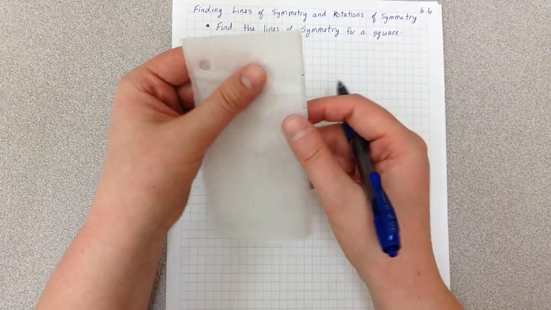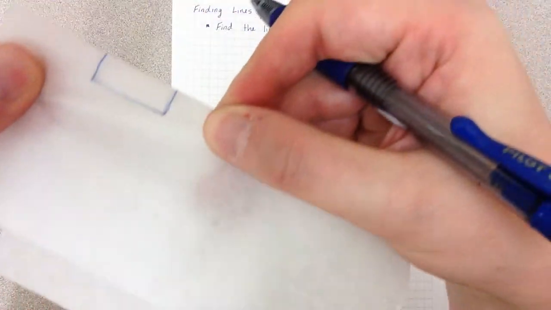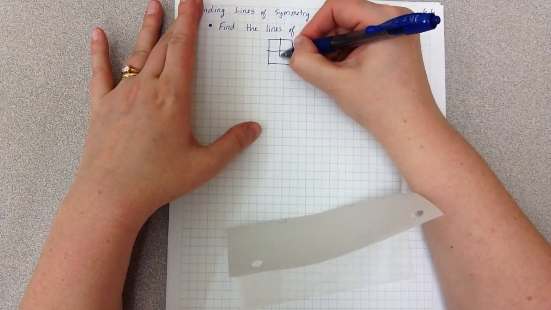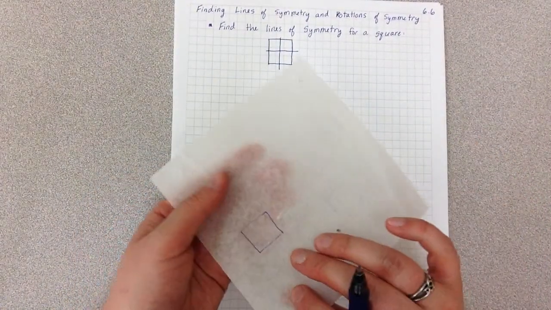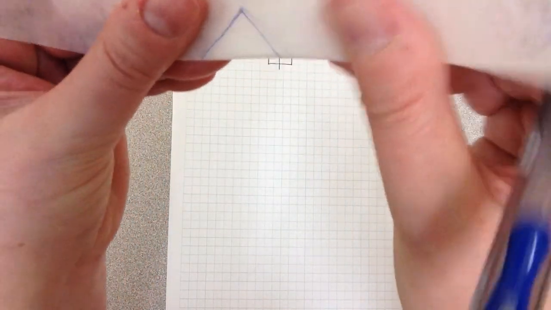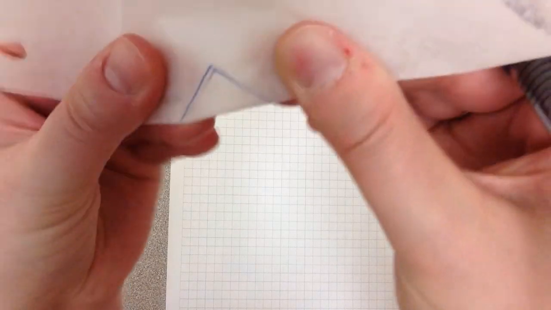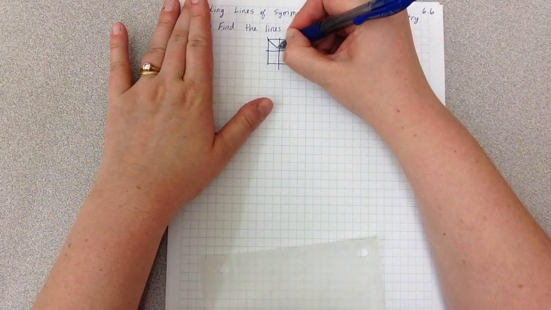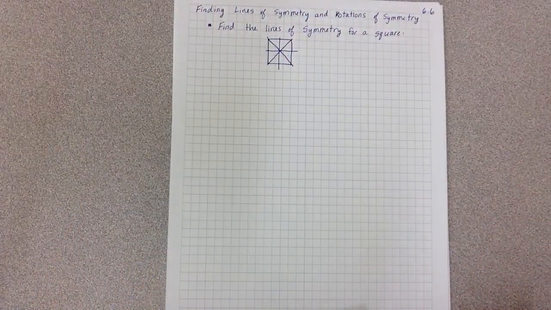Similarly, if we fold the other way from the middles, we can see that this also is a line of symmetry. Then we can also try to fold across the diagonals. And when we do that, although my square is not perfect, there we go, that's better, we can also see that it folds onto itself. So it also has lines of symmetry that go through the diagonals.